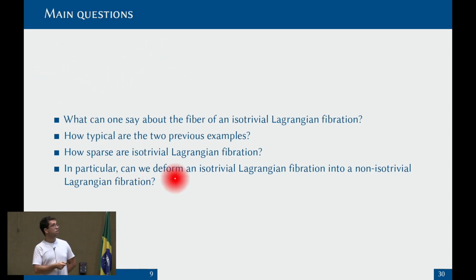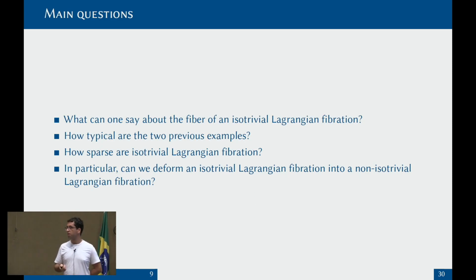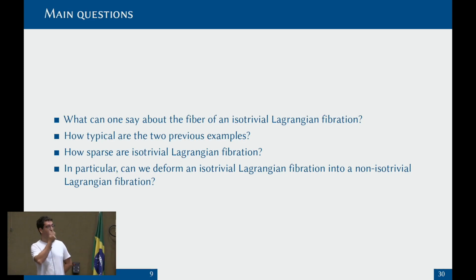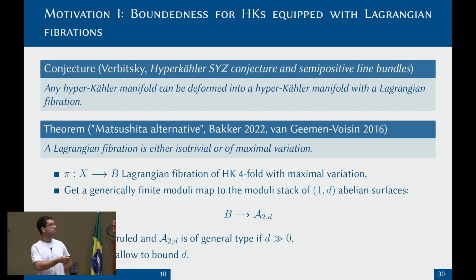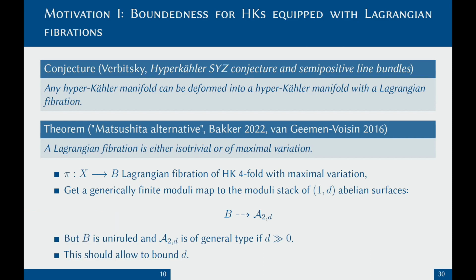Another question we can ask is how typical are the two previous examples? It's not really a well-defined question, but we'll have something to say about that. Another one is how sparse are isotrivial Lagrangian fibrations? In particular, if I give you an isotrivial Lagrangian fibration, can you deform it to a non-isotrivial Lagrangian fibration? The other question is also interesting: is there an isotrivial Lagrangian fibration in every deformation type? This is a very complicated question. We don't have anything to say about that. But going from isotrivial to non-isotrivial, we'll have something to say about that.